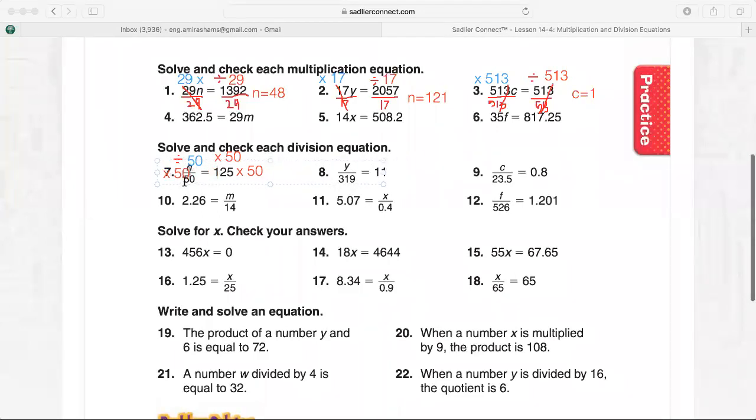Let me write it like this. 50 multiplied by n over 50. When I apply the rules of multiplying fractions, I will get 50n over 50. 50 in the numerator and 50 in the denominator. They will cancel each other. Why? I will write it here. 50n over 50.